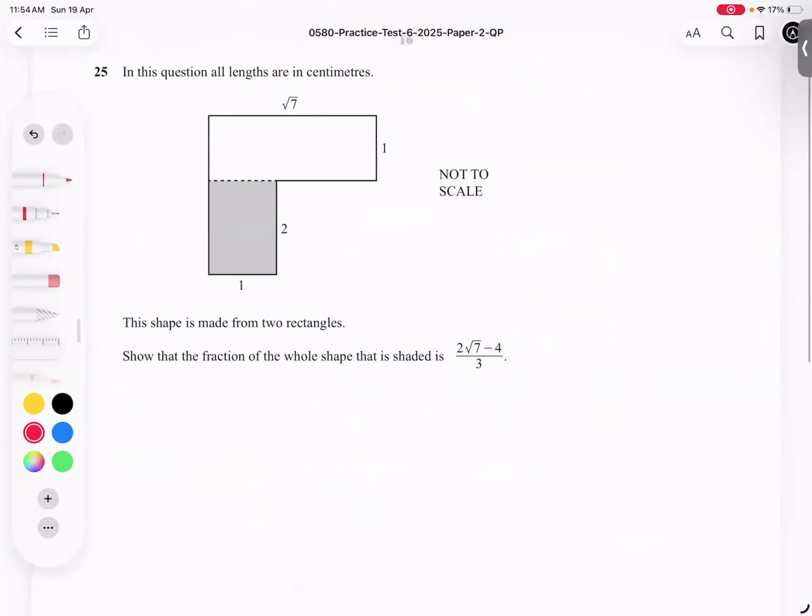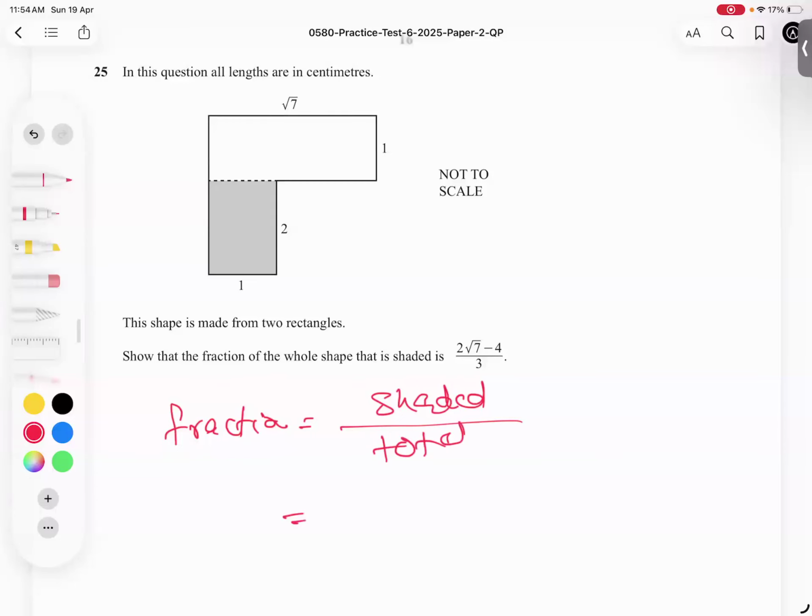Next question: we have to find the fraction of the whole shape that is shaded. What is a fraction? What I'm looking for, let me help you. It means the shaded area, keep it up, and the total area, keep it down. Shaded area: a rectangle, area is 2 length into 1, so 2 ones are 2. Total area is what? From here, I got area 1 and area 2. Area 1 is 2 ones are 2. And area 2 is this and this multiplied, 1 into root 7.